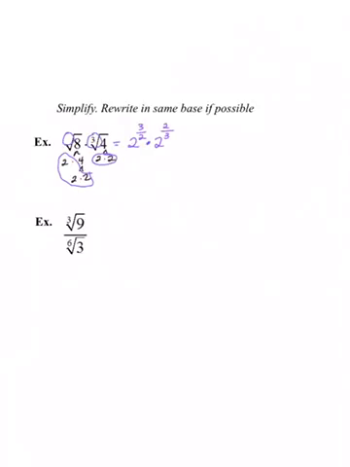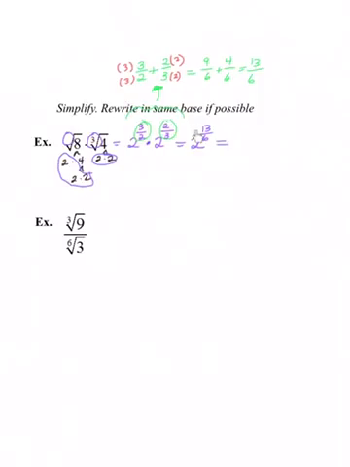Now that we're multiplying common bases, we can add our exponents. Adding 3/2 and 2/3 results in the fraction 13 over 6. So if we're leaving it in exponential form, I can leave it like that. Or if I wanted to put it back in radical form, we can do that as well.